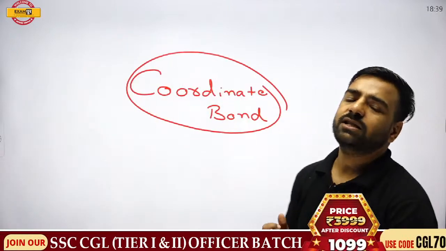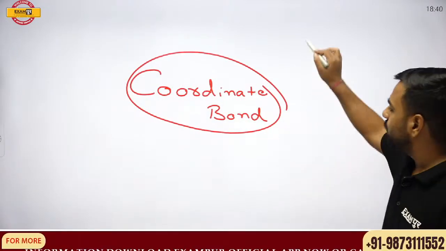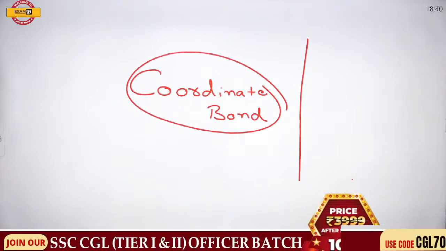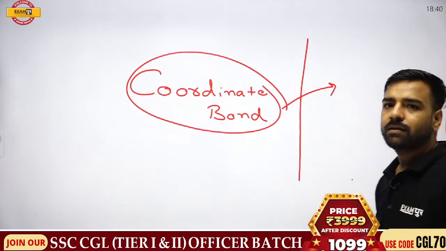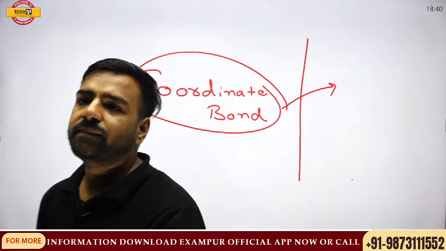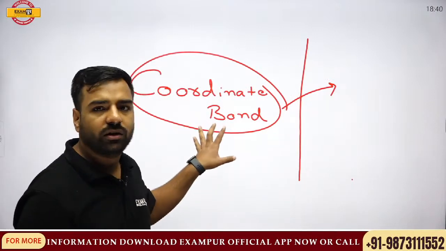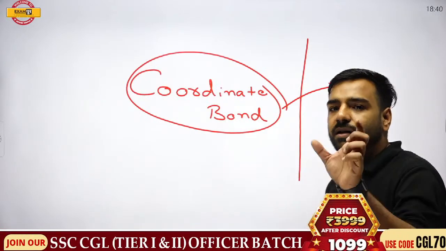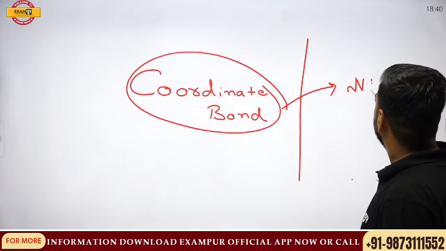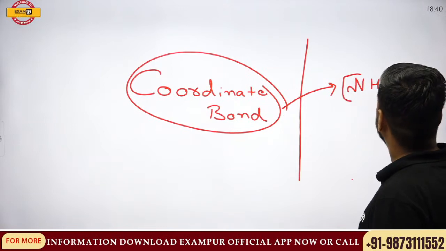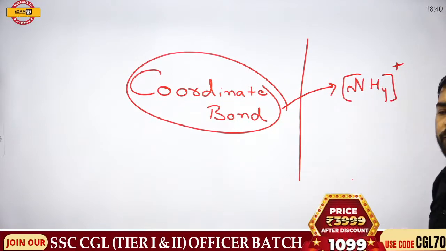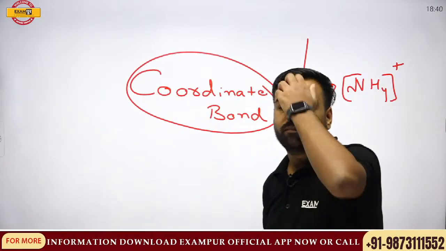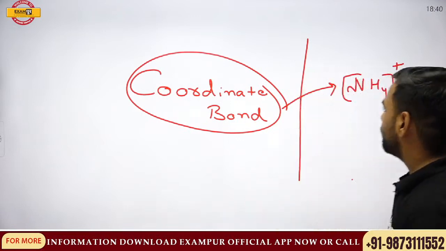So what is this coordinate bond? Can you give me an example of a coordinate bond? Any one example. In the morning we discussed this, right? Which is going to be the correct example? Let's talk about NH4+. We have discussed it.